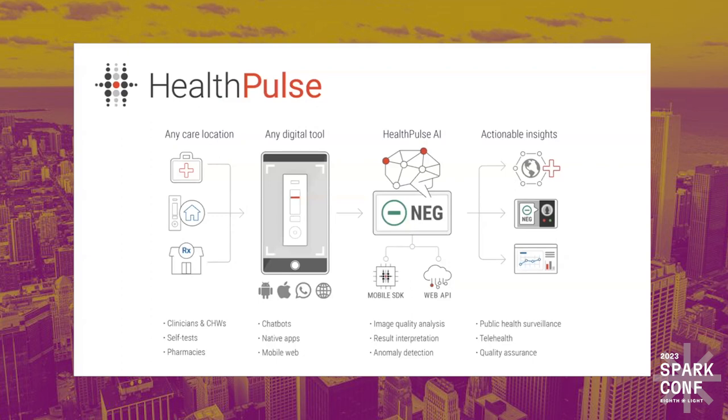Its key product is called Health Pulse AI, which consists of computer vision models that can interpret photos of rapid diagnostic tests, also known as RDTs for short. You have probably seen them already. The at-home COVID tests that all of us have used are examples of RDTs. But they also exist for other infectious diseases, including malaria, HIV, flu, and other diseases that are of importance to global public health.